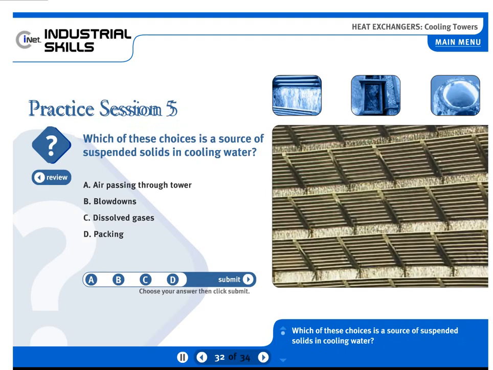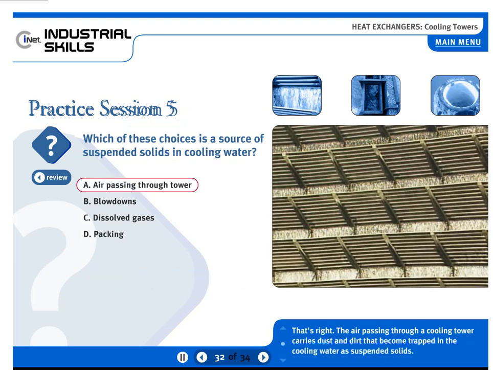Which of these choices is a source of suspended solids in cooling water? That's right. The air passing through a cooling tower carries dust and dirt that become trapped in the cooling water as suspended solids.